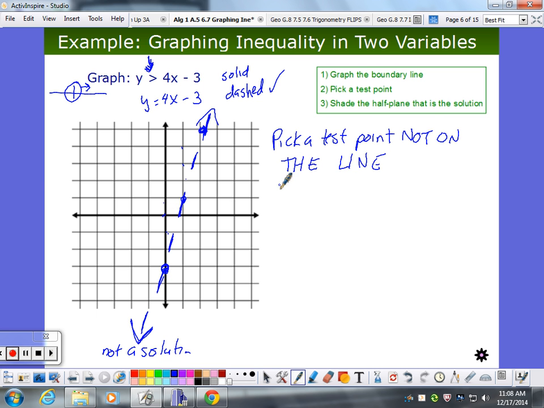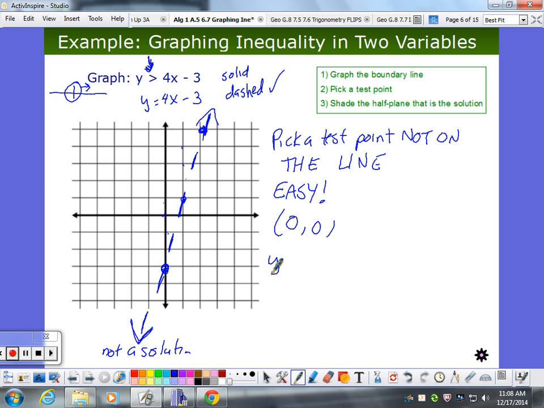I'm looking for easy. Look for easy. You guys like easy. You told me that. So if 0, 0 is not on the line, use that one. If it's on the line, you can't. So pick a different one like 0, 1 or something like that. Pick something easy. So this is the easiest one, because y, you're going to plug it in.